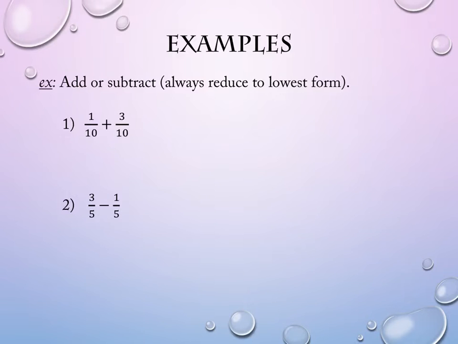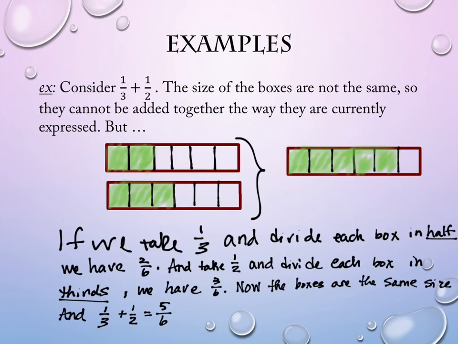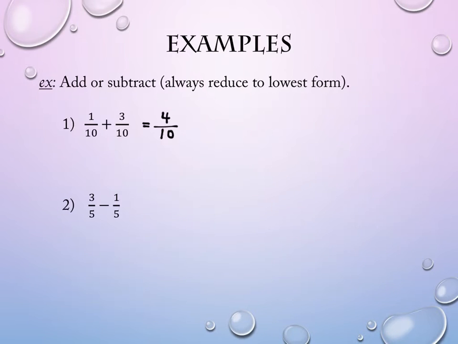So example 1 has the same denominator. If the denominators are the same, it's very straightforward. We add across the top. So 1 plus 3 gives us 4. But the size of the denominator does not change. It does not become 10 plus 10 is 20, right? For the same reason that in this picture over here, when I had 2 sixths and I have 3 sixths, I end up with 5 sixths, right? The size of the box is still a 1/6 size. So on this one, the 10 stays the denominator, so we have 4 over 10.